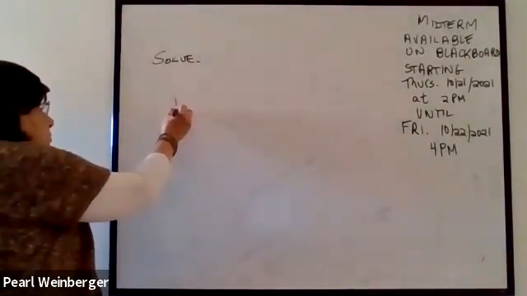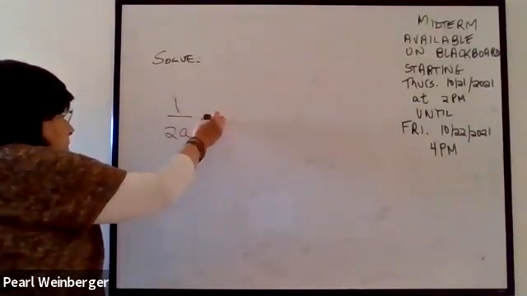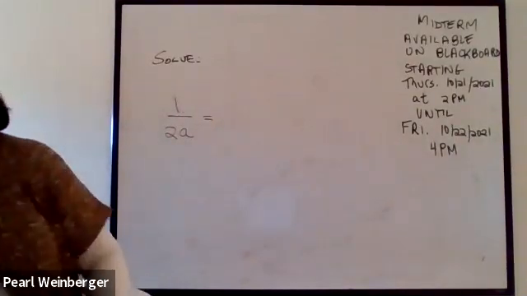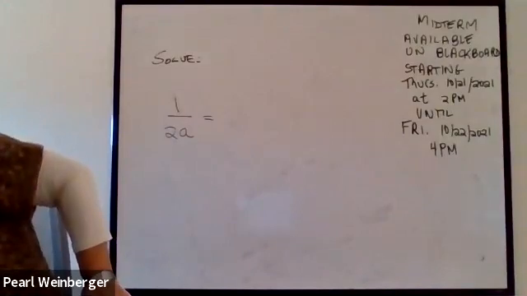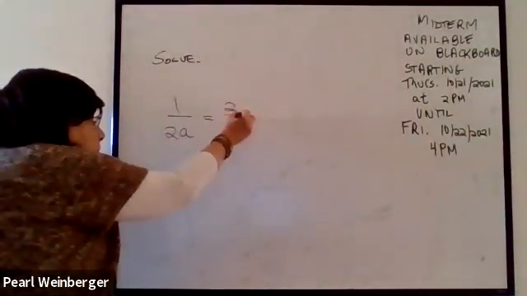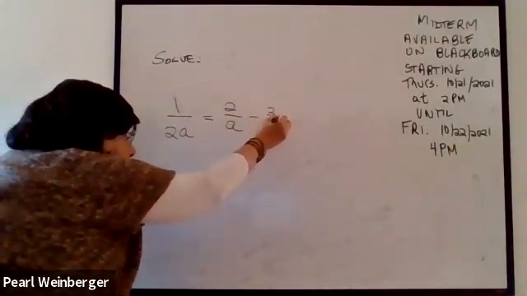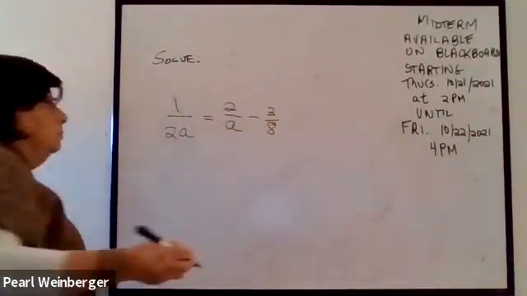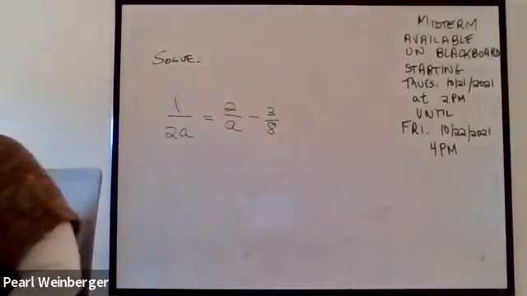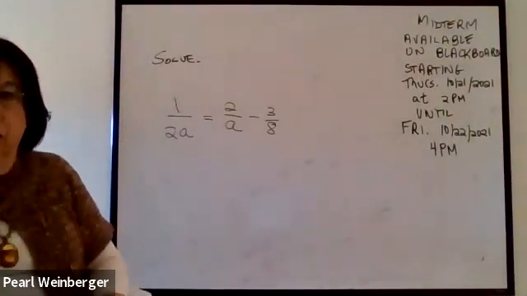So let's look at this one. 1 over 2a equals 2 over a minus 3 over 8. Okay, I'm going to give you a few minutes to try that. See if you can solve for a.